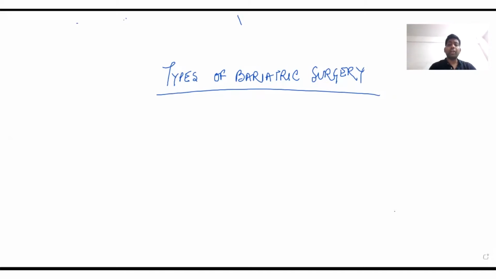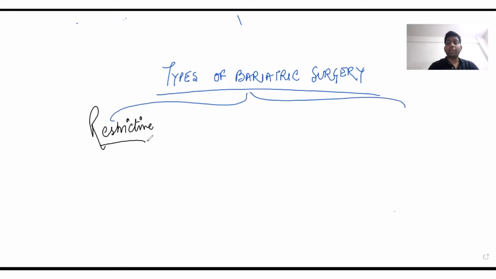Types of bariatric surgery are broadly classified into two. One is restrictive type and the other is malabsorptive type. The restrictive type is mainly based on the principle of creating early satiety and thereby reducing the appetite and thus weight reduction. Whereas the malabsorptive type is mainly based on the principle of bypassing some length of the intestine so that there is non-absorption of the nutrients and thereby weight reduction. So both have different mechanisms, though there might be some procedures which have overlapping of both restrictive and malabsorptive types. We are going to see in a while.